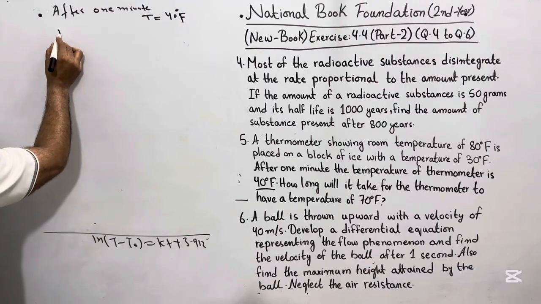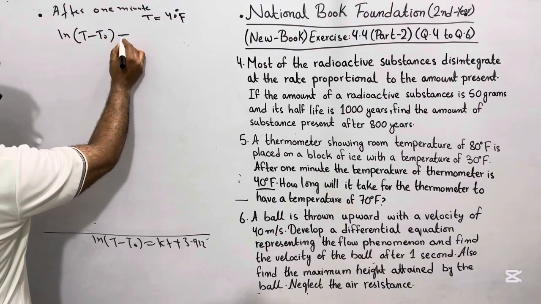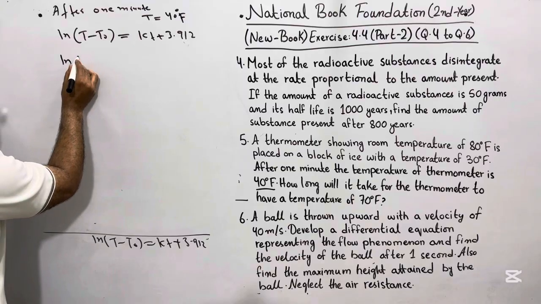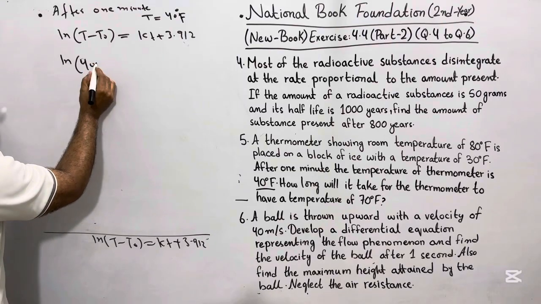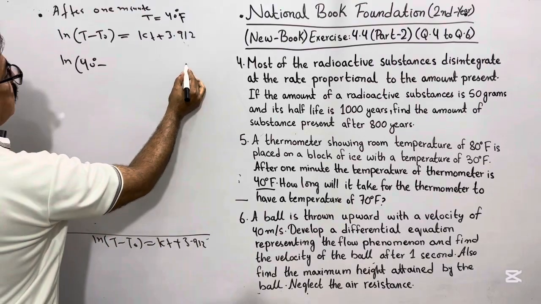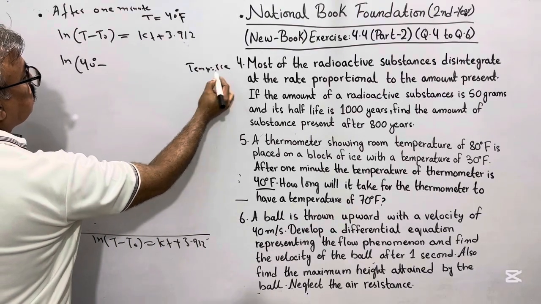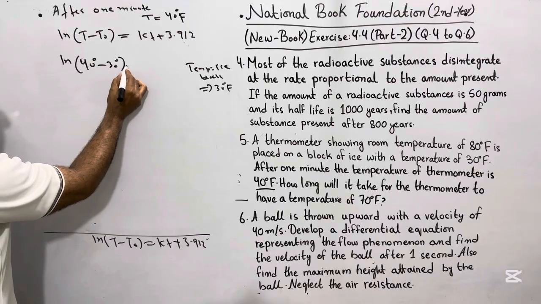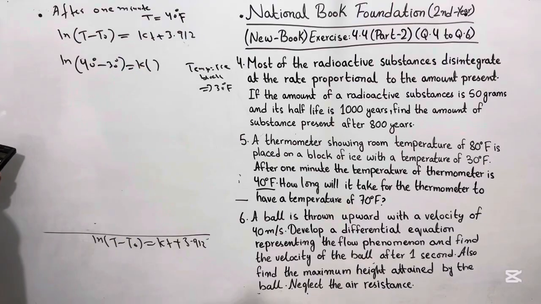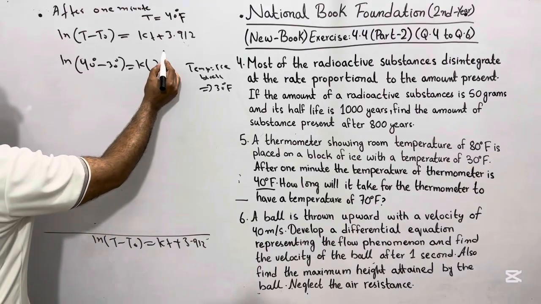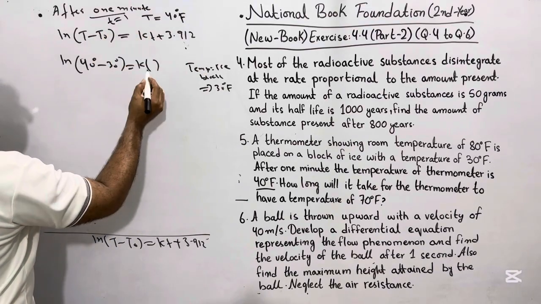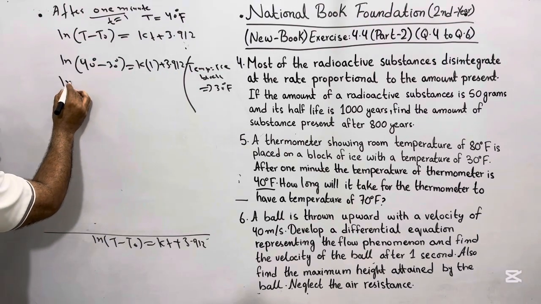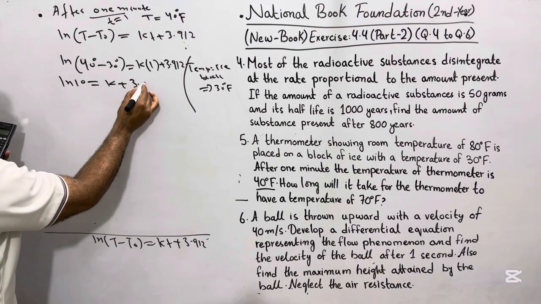Let me write the equation again. ln(T minus T naught) is equal to kt plus 3.912. T is 40, however the ground state temperature is 30, the temperature of the ice block, our base temperature, 30 degrees Fahrenheit throughout. 40 minus 30 is equal to kt. After 1 minute, t is equal to 1. We are left with ln 10 equals K plus 3.912.